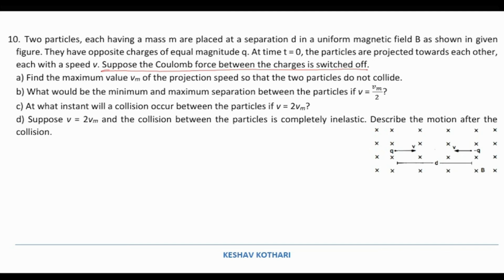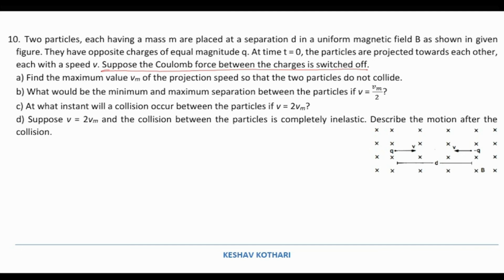And then the next one is at what instant will the collision occur between the particles if v is equal to twice of Vm. And then the last part, the problem is saying suppose v is equal to twice of Vm and the collision between the particles is completely inelastic, so we have to describe the motion after the collision. So it is a very interesting problem that we are going to deal with.